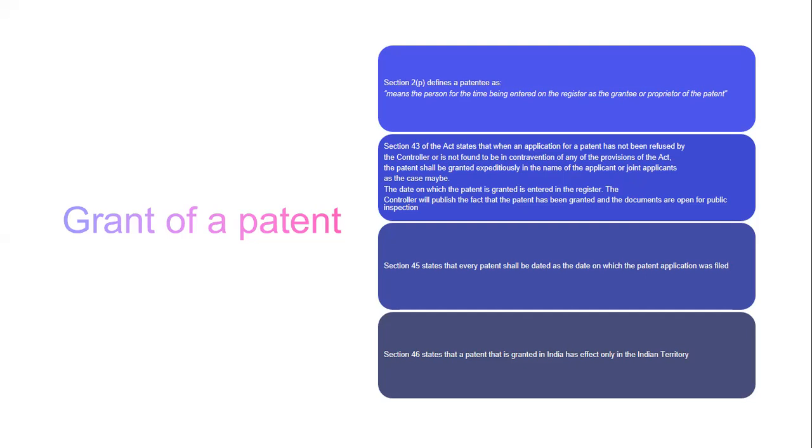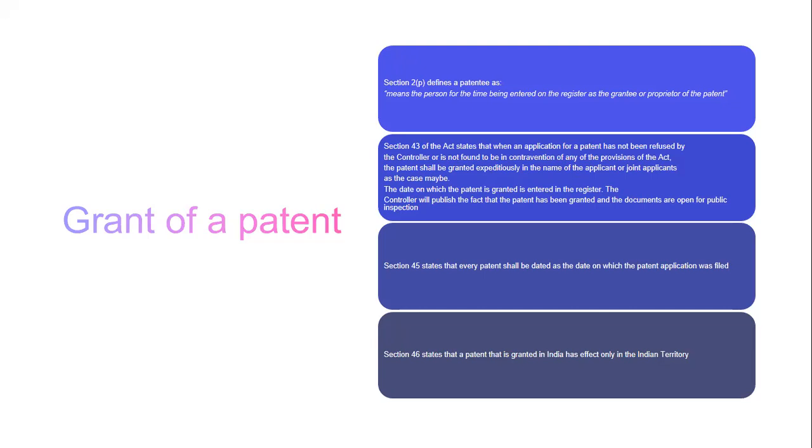For example, it does not contravene section 3, section 4, and it satisfies all the criteria of novelty, non-obviousness, industrial applicability, section 3, section 4, section 8, then the contents of the specification are fine and everything has been done. That is when the patent will be granted.